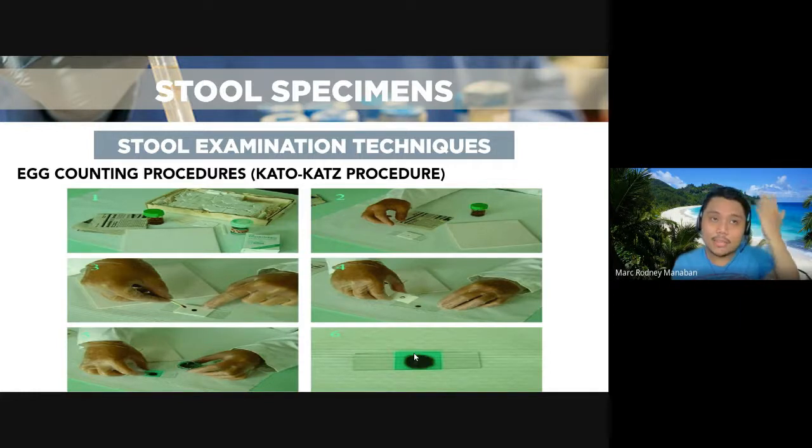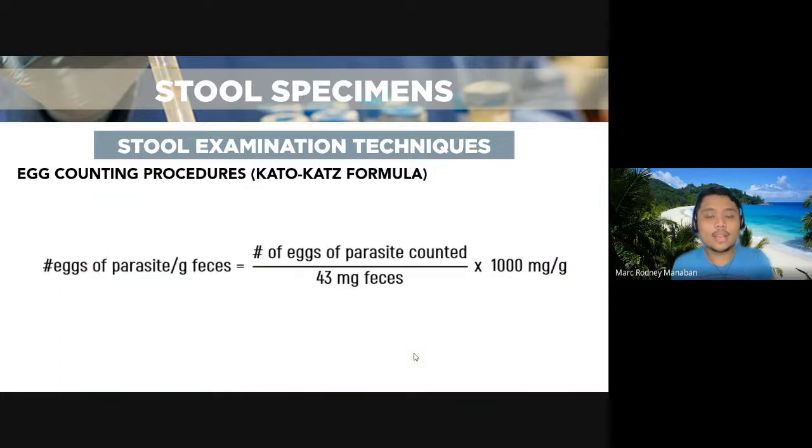Now, after leaving it at room temperature, examine under the microscope. Do not put a cover slip anymore. And then count the number of eggs per helminth that you see, so per Ascaris, per Trichuris, per Schistosoma. Now, here's your formula. This is the long method. Number of eggs counted divided by 43 milligrams, that's the amount of stool that you used, times 1,000 milligrams per gram to convert the milligrams to grams, okay?